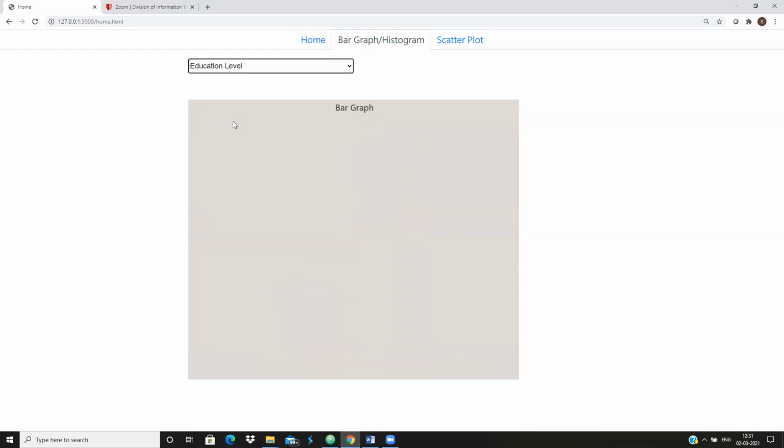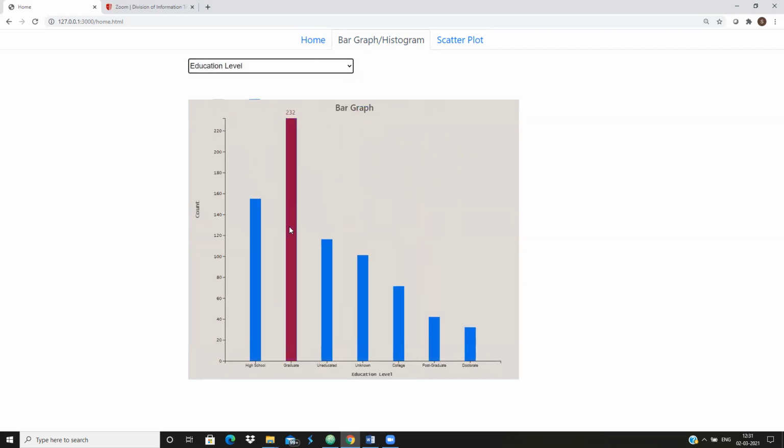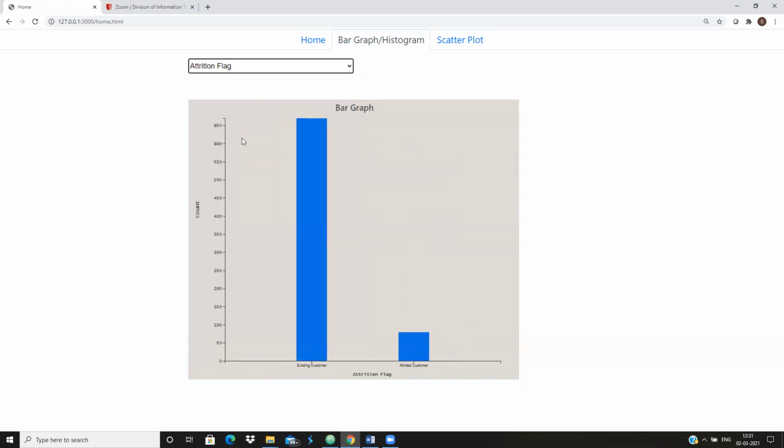Similarly, you can see education level. There are a lot of graduates in this bank, and very few, just 42, postgraduate customers, right? So this is a distribution of the education level at the bank. We also have the attrition flag. As you can see, there are 670 existing customers and close to 79 attrited customers. These are the customers who have already left, right? So we should really be targeting these customers to retain their credit cards.